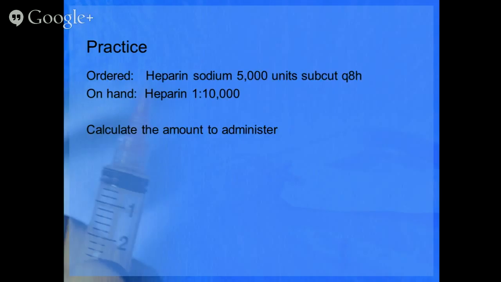Remember 10,000. So it's gonna be that one on the test? It's gonna be a heparin one. It may not be the exact same numbers, but it's gonna be a heparin one, and you need to know that your first, it's gonna be milliliters to units.